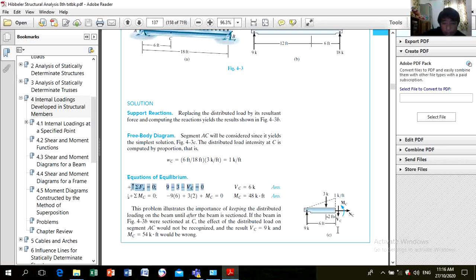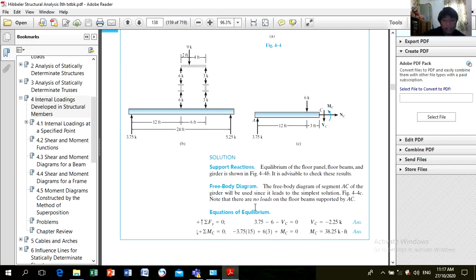So you can now determine the internal shear and moment at point C. Summation of forces along Y: first you calculate the equivalent load, 1/2 times 6 times 1 is 3. So 9 from this reaction, 9 minus 3 is equal to 6. Then the moment will be 9 times 6. This is against the assumption, so it will be negative: negative 9 times 6 plus the equivalent load times the moment arm, 3 times 2, which becomes 48 kip-feet.